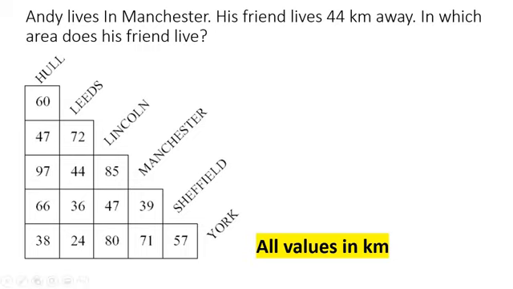Andy lives in Manchester. His friend lives 44 kilometers away. In which area does his friend live? Okay, so if you look at Manchester, you could go down, but there's no 44. But if you go left, oh, there's a 44 over there, and that is intersecting this column over here, which would then be Leeds. So the answer for that would be Leeds.